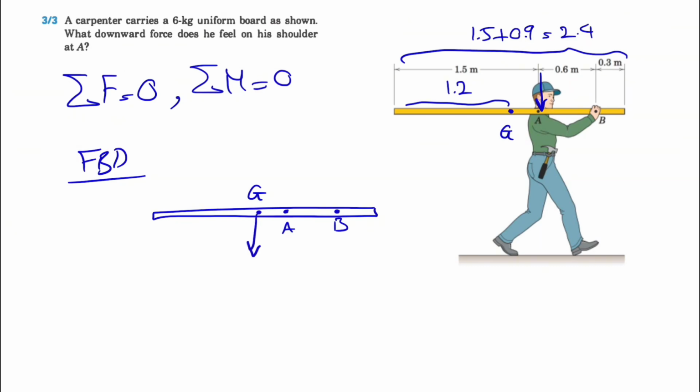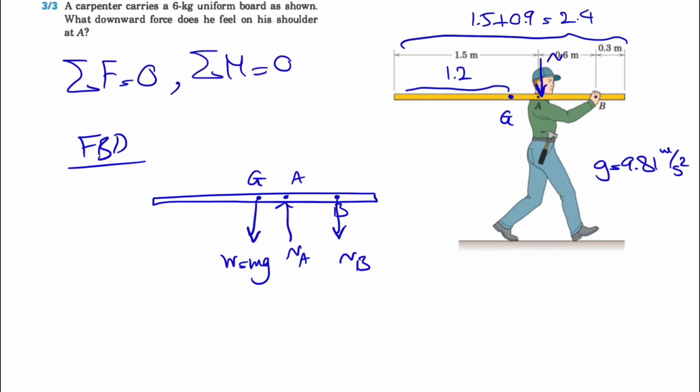Let's show all the forces that we have here. We have obviously the weight, which will be mass times g, where g is 9.81 meters per square second. We have the force at point B, which is NB, the force from the carpenter's hand holding the board. And obviously we have the force on the shoulder, which will be in this direction. We can call it NA. That's pretty much all the forces that we have. What we are interested in is NA, the downward force applied from the board to the carpenter, but it will be the same based on Newton's law, because we are drawing the free body diagram for the board, so NA will be upward.